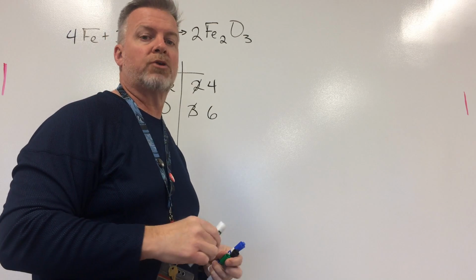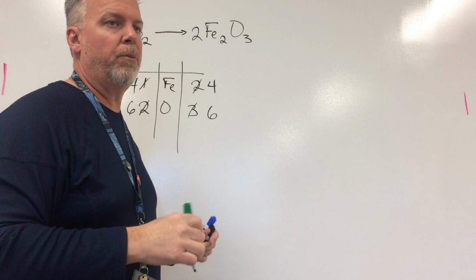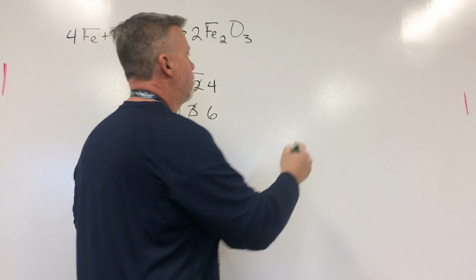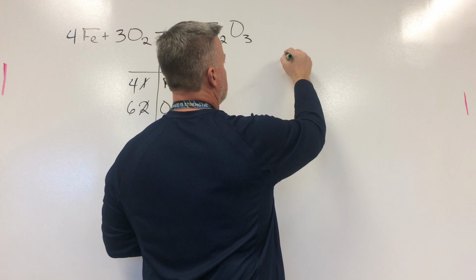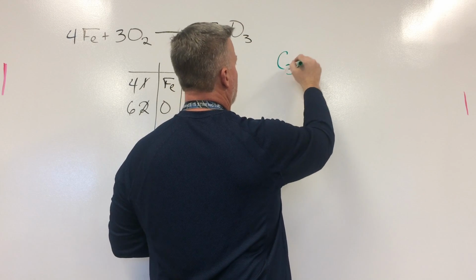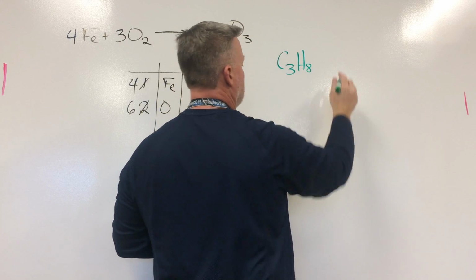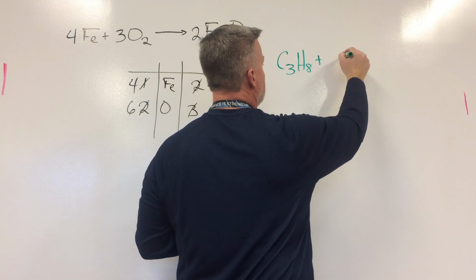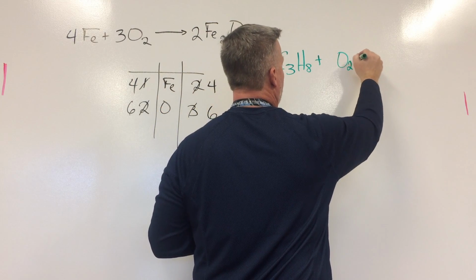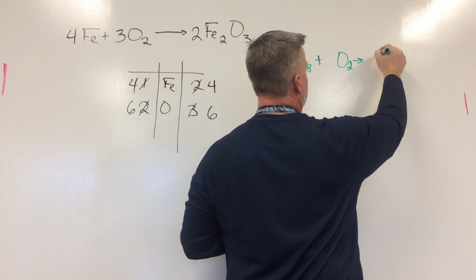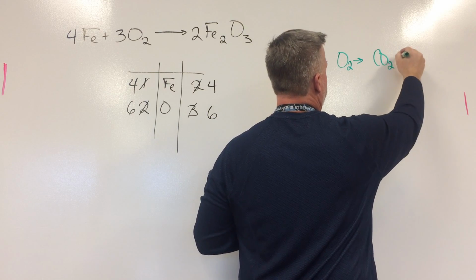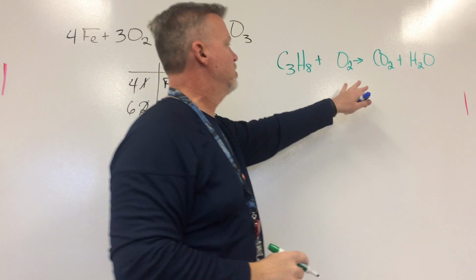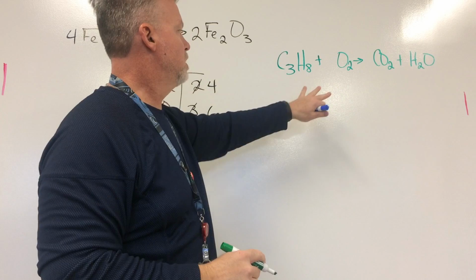Let's try propane burning. Okay, propane is the fuel that you use in your gas cookers outside. Propane, by the way, is C3H8. When it burns, it needs oxygen, so we have to add in the O2. And what that gives us then is carbon dioxide, CO2, and water. So there's the equation right there. Okay, so you got that.